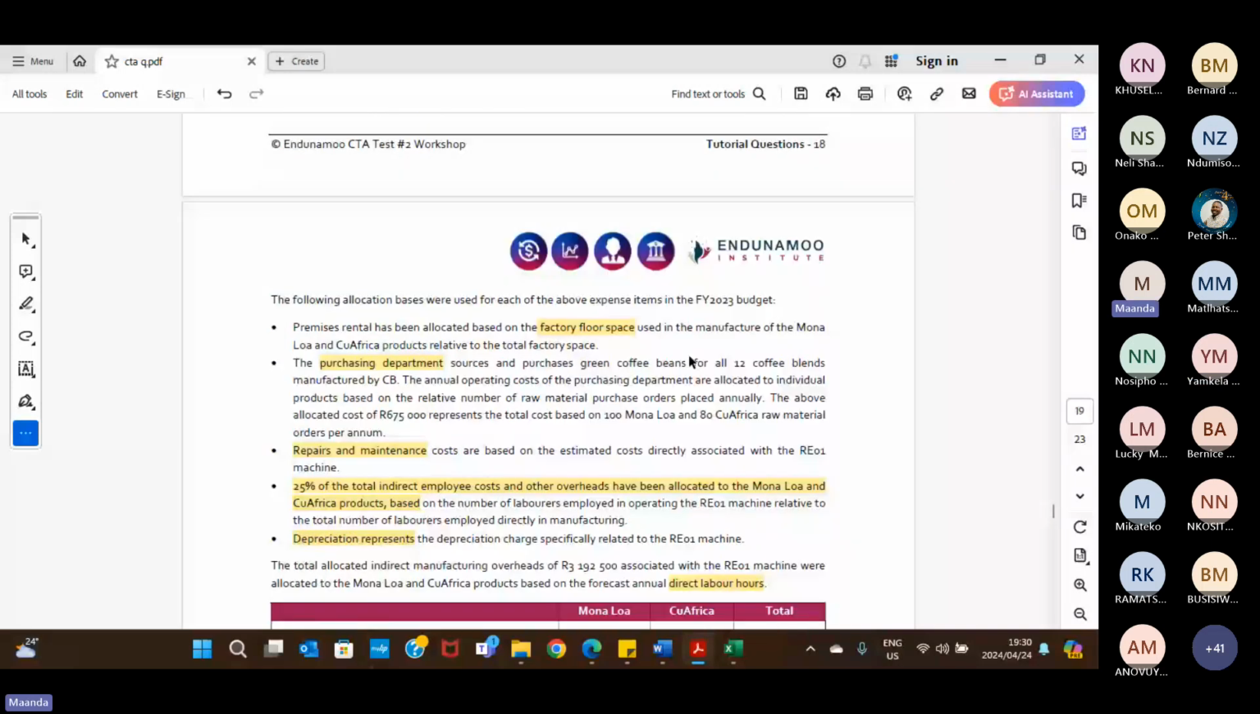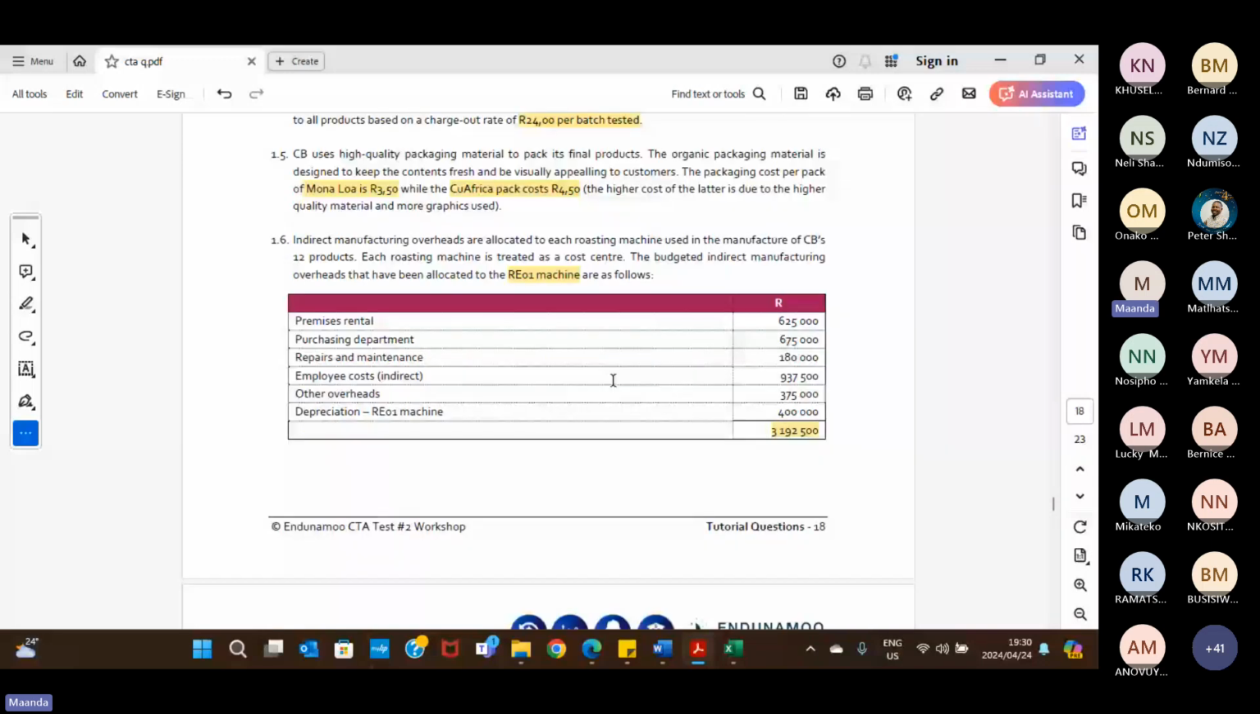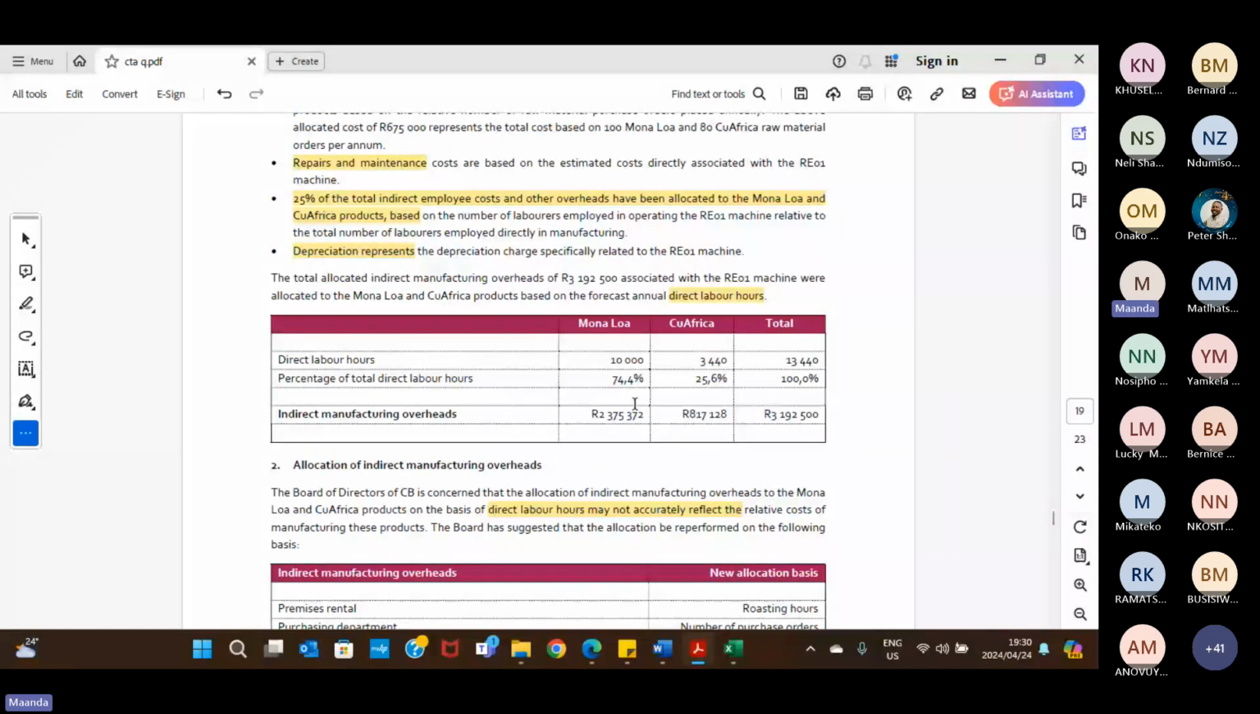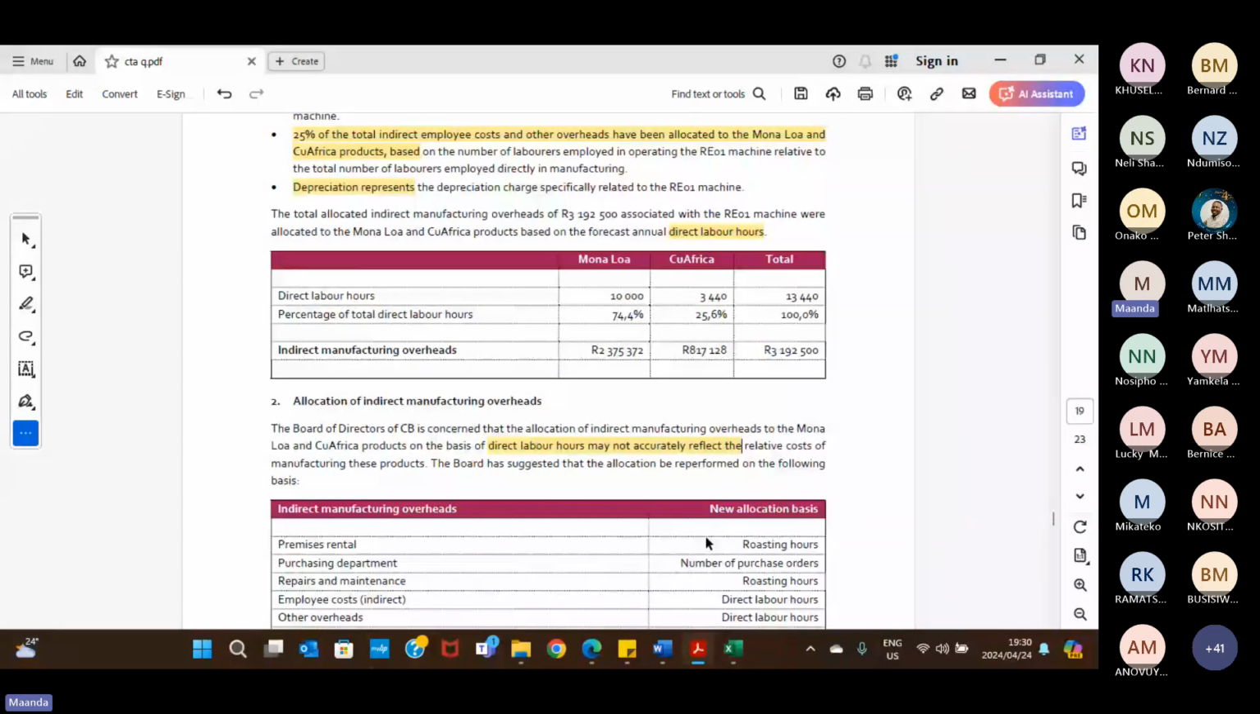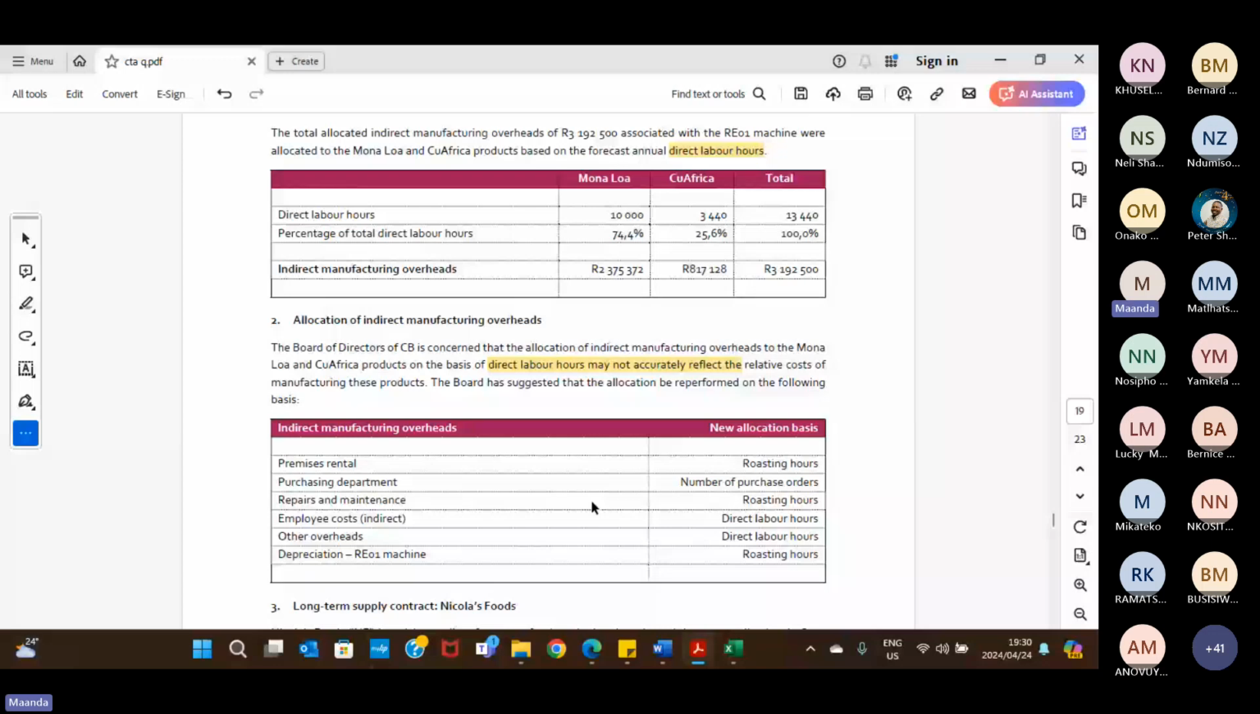However, the direct and indirect still remain the same. And what I'm going to change only will be their overheads, because they're allocated using direct labor hours. And now I'm using this overheads allocation. So it means that what I need to do here will be to determine ABC, right? And then determine the overheads. I have my total and then calculate my ABC. So let's do this.